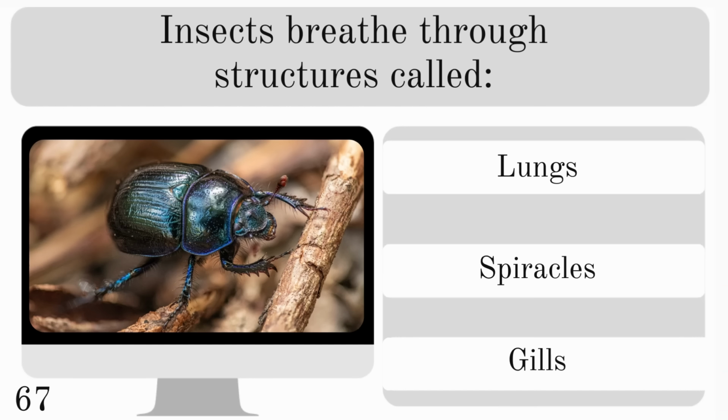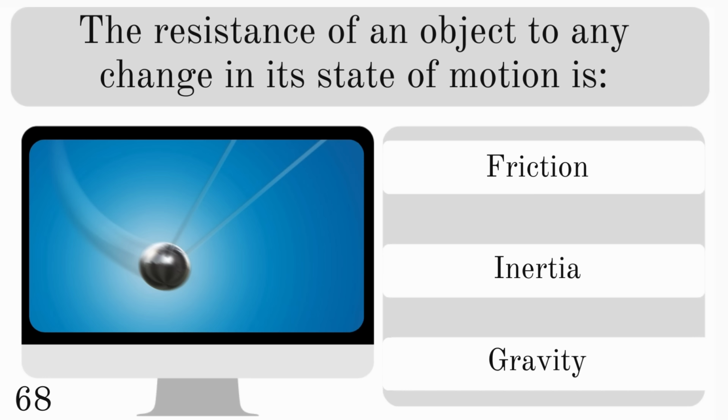And they breathe through spiracles. The resistance of an object to any change in its state of motion is which? Friction, inertia, or gravity? And that is inertia.